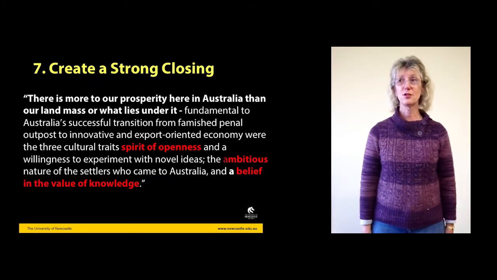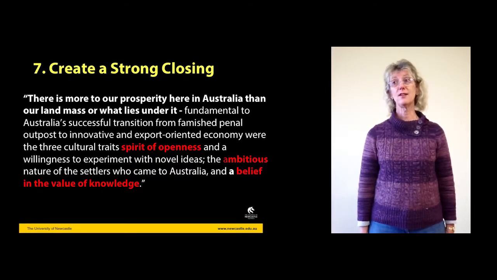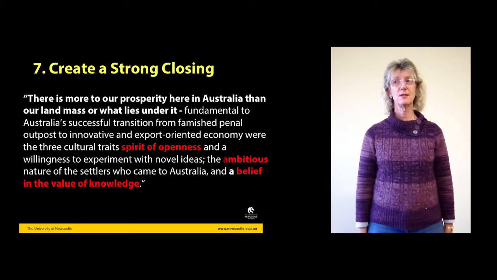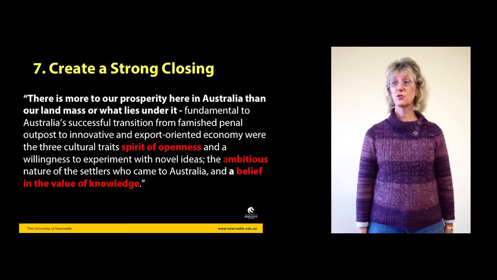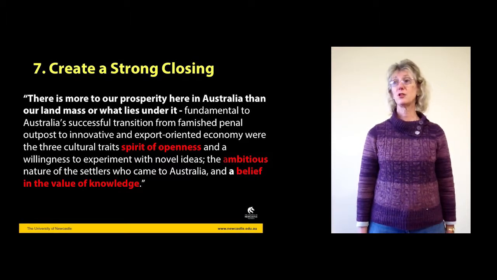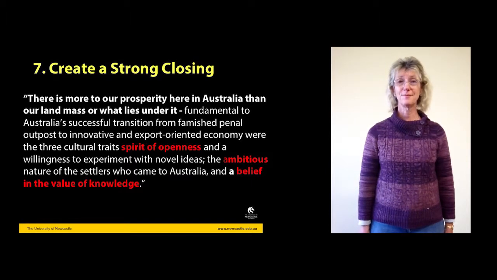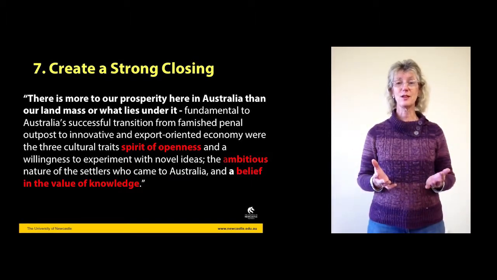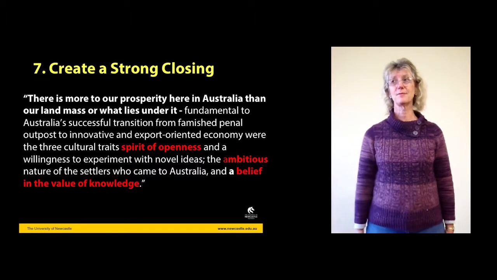Now again, let's look at Sylvia's speech and her strong closing. She says, there is more to our prosperity here in Australia than our landmass or what lies under it. Fundamental to Australia's successful transition from famished penal outpost to innovative and export-oriented economy were the three cultural traits: the spirit of openness and a willingness to experiment with novel ideas, the ambitious natures of the settlers who came to Australia, and a belief in the value of knowledge. Sylvia finishes well. She draws together the three main points in her speech and puts them there again for the audience to remind them of what the topic was all about.